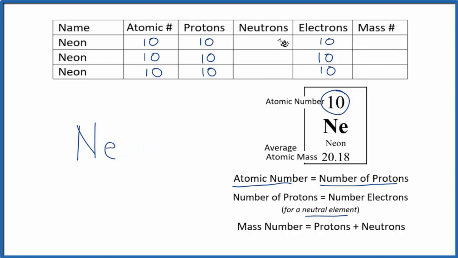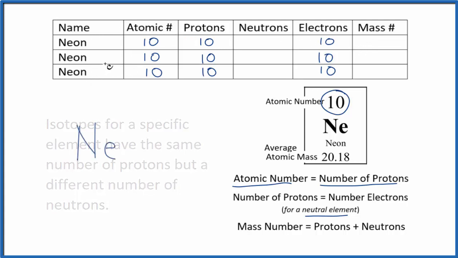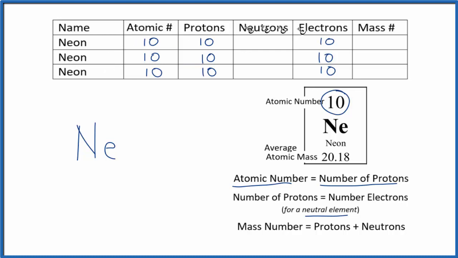So we're left trying to find the number of neutrons and therefore the mass number. And that's what's going to be different with isotopes. They'll have different neutrons and different mass numbers. It's not really easy to look at the periodic table and figure out how many isotopes there'll be. That's just something we look up. But often you're given these tables and asked to fill them out. So neon has 3 primary isotopes.